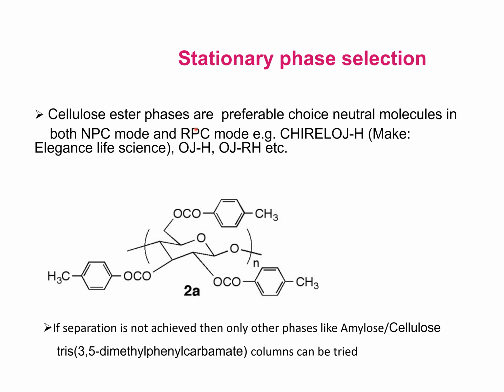Cellulose ester phases are the preferable choice for neutral molecules in both normal phase mode and reverse phase mode. This is the ester derivative phase. If separation is not achieved in this ester phase, then only can another phase be tried, and we will discuss that during the case study.